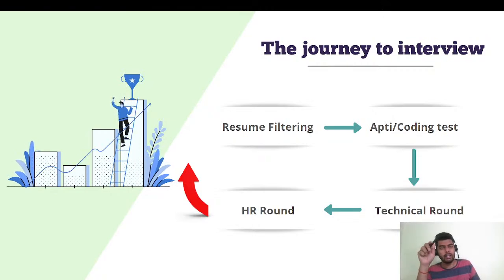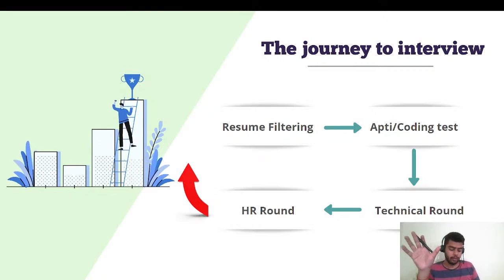They may use some screening software to filter the resumes. They may go through them individually, or they may hire some expert to get the resumes filtered. But your resume will go through some filtering round, and out of all the 1,000 candidates applying for that particular job, only a few of them will get shortlisted for the next round, which could be an aptitude or coding test, or whatever the round is going to be.